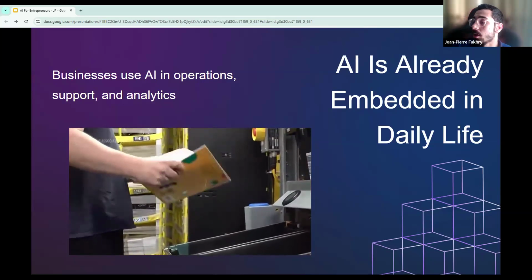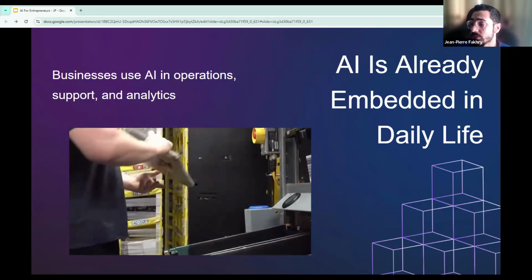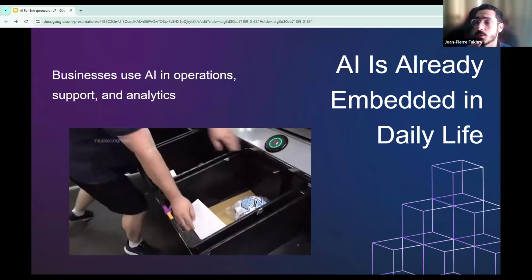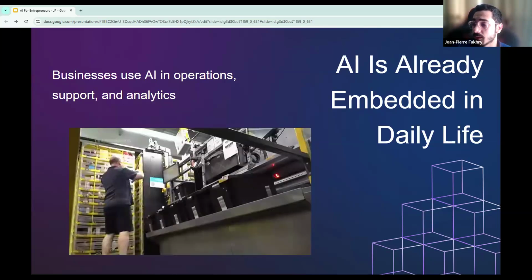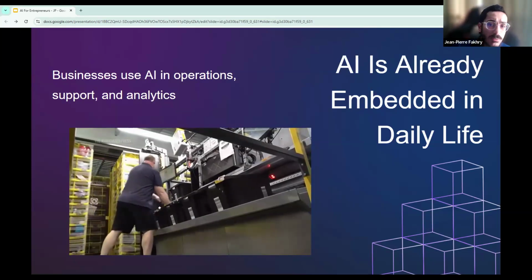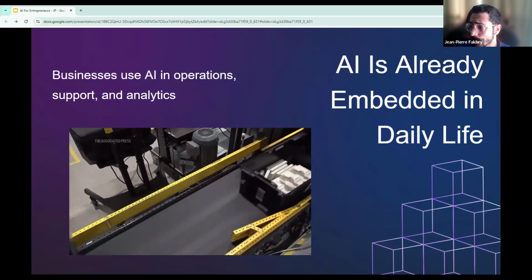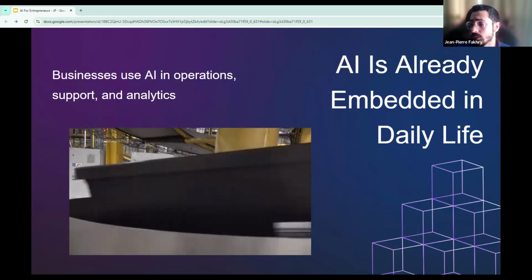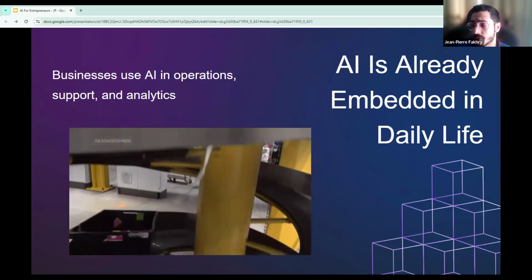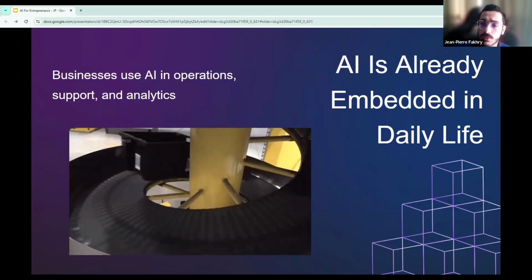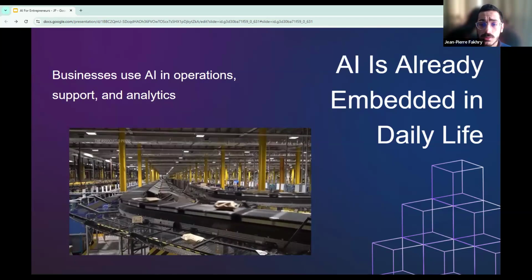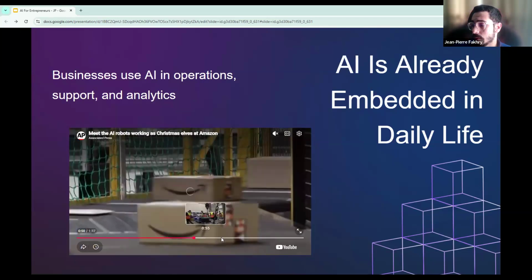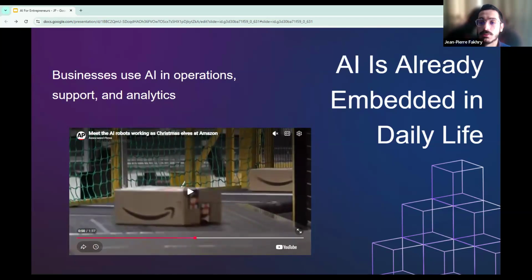All right. Now, here we are seeing how Amazon handles all sorts of operations, support, and analytics in their day-to-day job, and how AI can help them. We can see how it can help them in everything that has to do with stocking and so on. Okay, so I think we saw the idea.